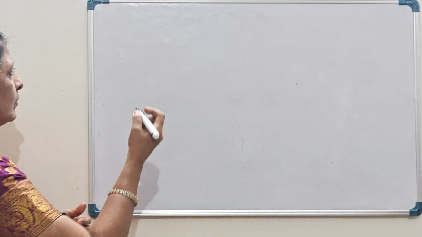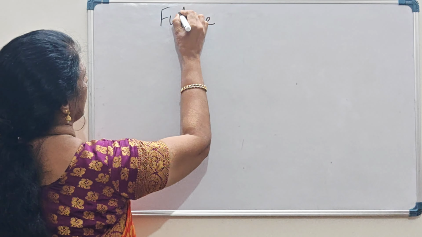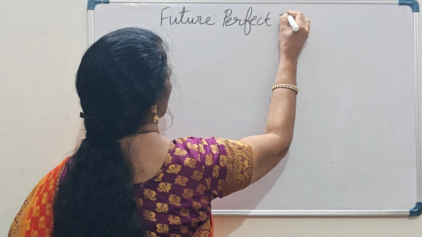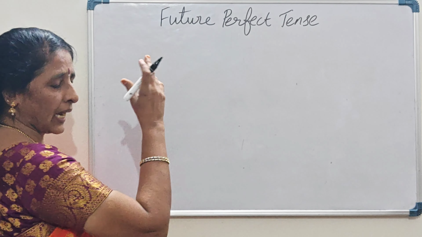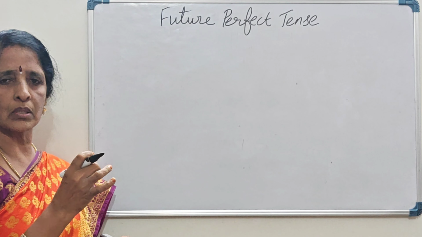Today I'm going to teach future perfect tense. It describes an action that will be completed before a specific time or point in the future. Okay, first we'll see the rules. Future perfect tense. An action that will be completed before a specific point in the future.